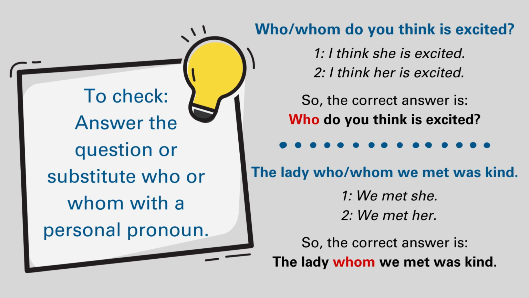Next one. The lady who or whom we met was kind. Let's substitute then, okay? First is, we met she. And second is, we met her. Which one is correct? Yes, it is the second option. We met her. And as you probably remember, her is an objective pronoun. Therefore, the correct relative pronoun to use is whom. The lady whom we met was kind. Still a little confused? Don't worry, we have more exercises towards the end of the video.